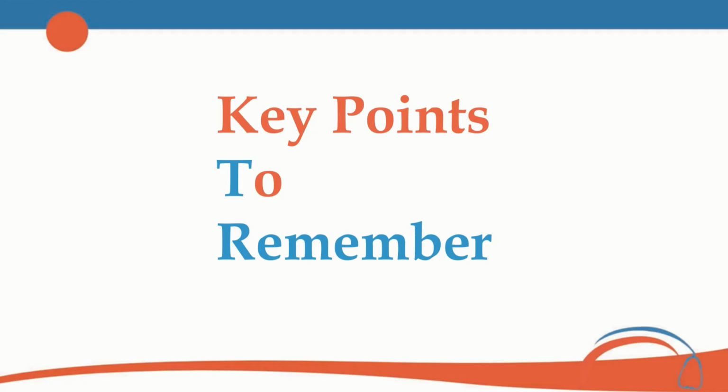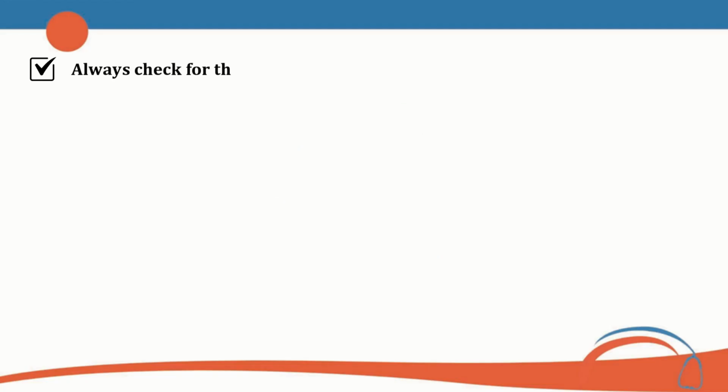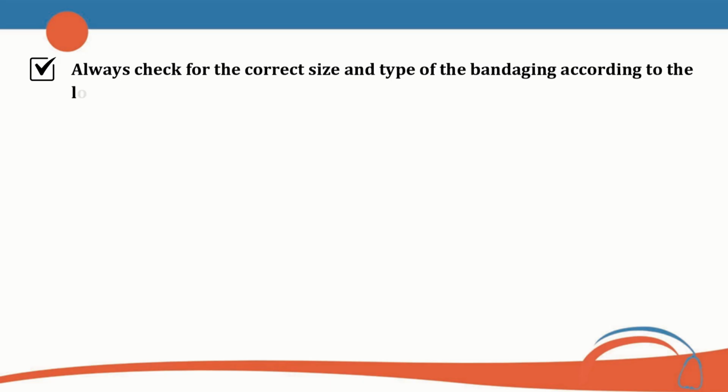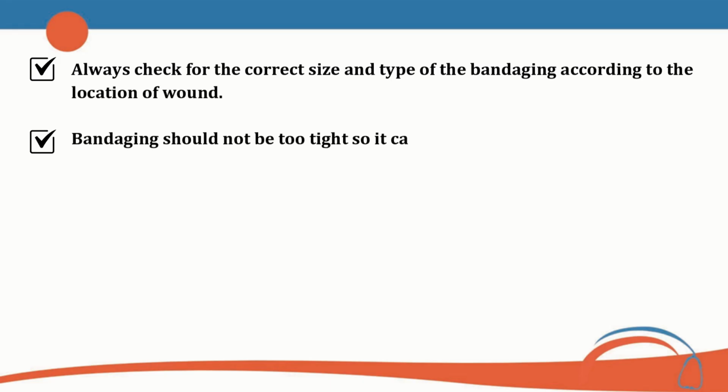Key points to remember. Always check for the correct size and type of bandaging according to the location of the wound. Bandaging should not be too tight, so that it does not interfere with the blood circulation.